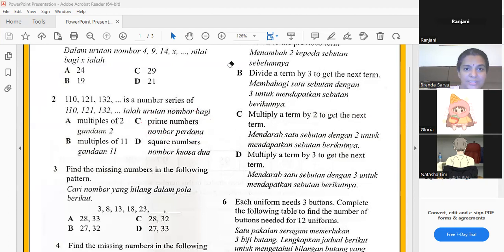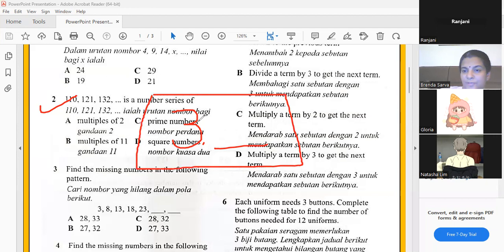Question number 2, cleared. Number 3: find the missing numbers in the following pattern. So again, we are doing patterns. Can I have your answer put in like this? Number 3, then you put a dot, then put your choice, whether it's A, B, C, or D. Thank you, Gloria, for your answer there.